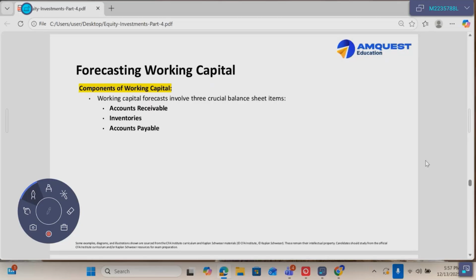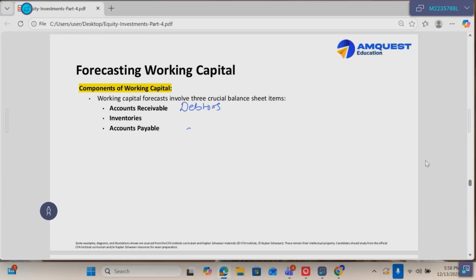Then we forecast how much is the working capital requirement. So we'll do an example later on. Over here, we are going to forecast the accounts receivable, the inventories, and we are also going to forecast accounts payable. Accounts receivable, many of you will know as debtors. This is creditors, and this is inventory that we show in the balance sheet. So we are going to use ratios. If you know about the turnover ratios, we are going to use them over here in order to forecast how much will be the accounts receivable, the inventory, and the accounts payable.